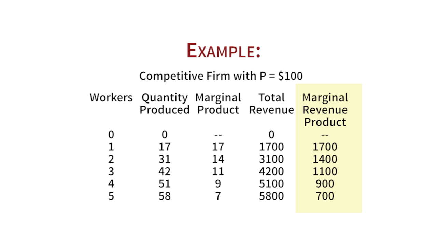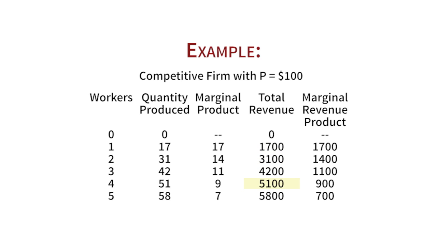Marginal revenue product, by definition, is the change in the total revenue that occurs as you hire an additional worker. So, for example, total revenue goes from 0 to $1,700 as you hire 1 more worker. That's $1,700 marginal revenue product. Go down to the bottom part of the table.